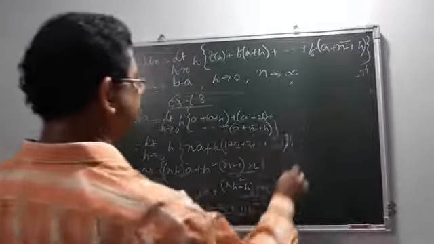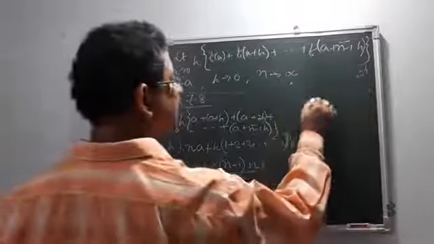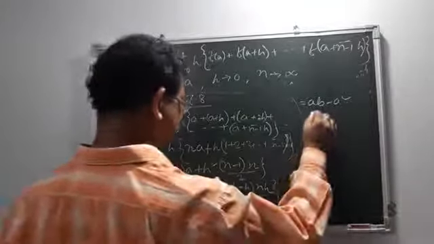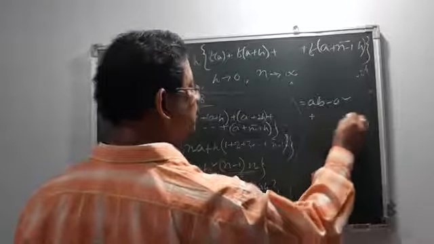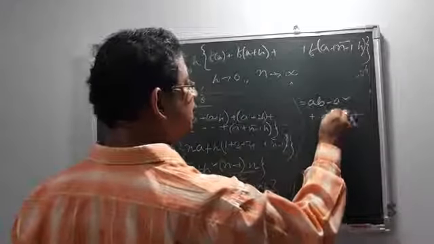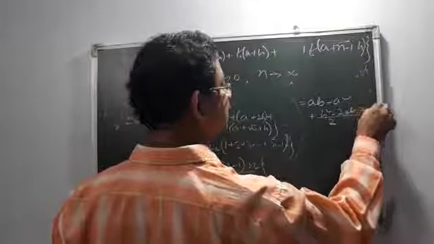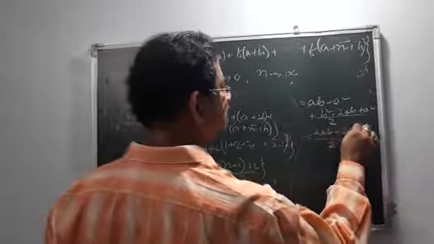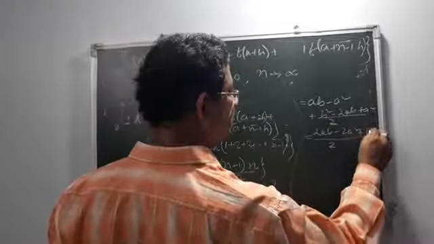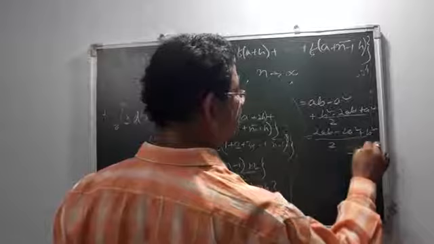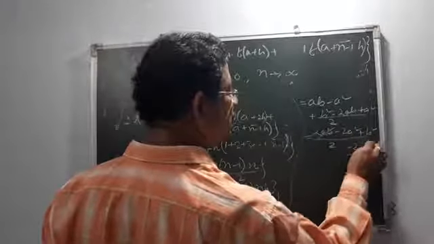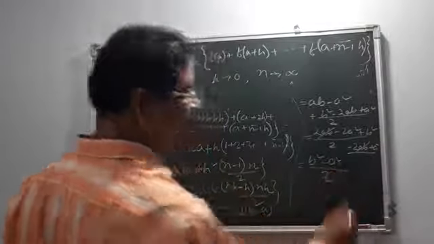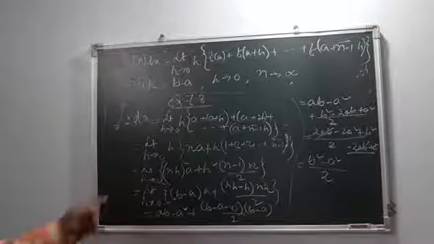So we get ultimately ab minus a square, here b minus a whole thing square. We can write it as b square minus twice ab plus a square. If we take the LCM, twice ab minus twice a square plus b square minus twice ab plus a square, these two will cancel and ultimately we get b square minus a square by 2. So this is the answer of question number 1.